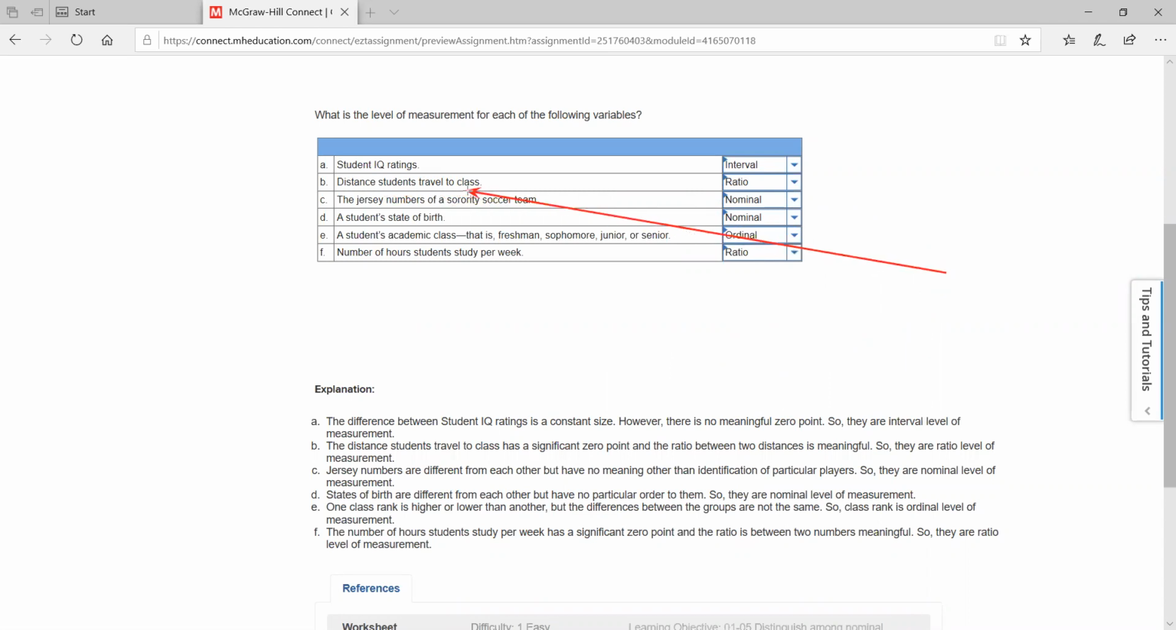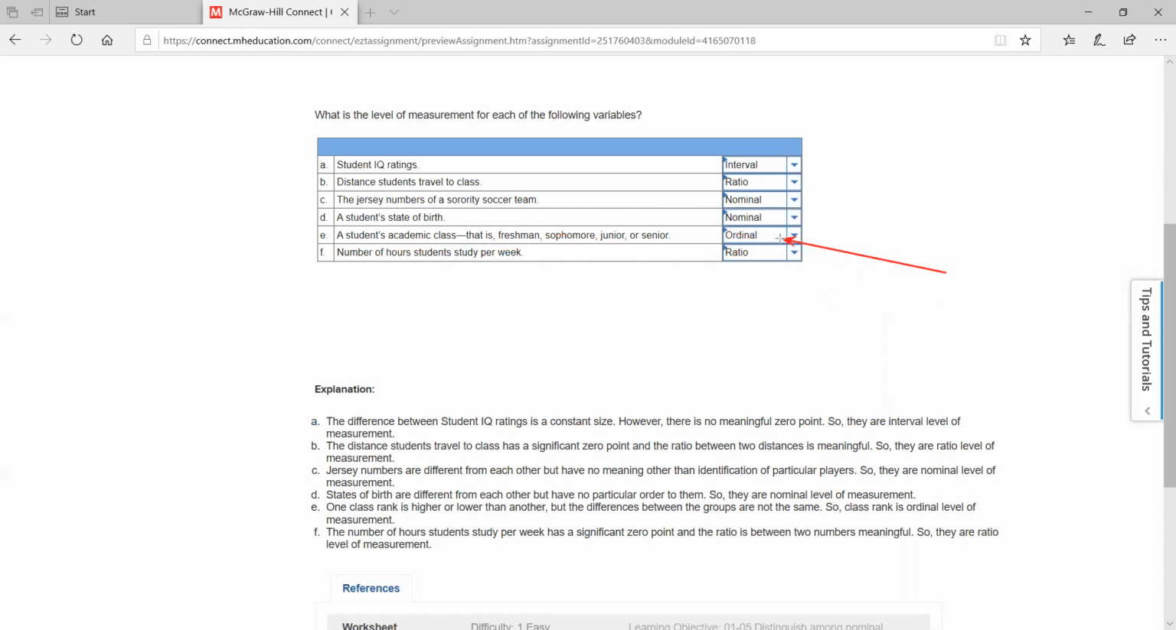The distance students travel to class, because that does have a significant 0 point and the distances are meaningful, they're going to call that ratio. Jerseys of a soccer team, that's just going to be nominal. There's no other meaning than the label. Same thing with date of birth, nominal.